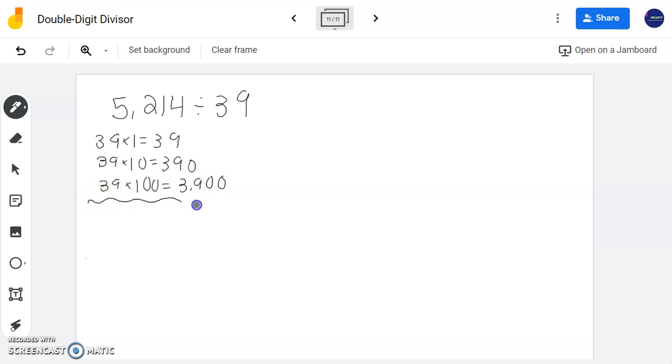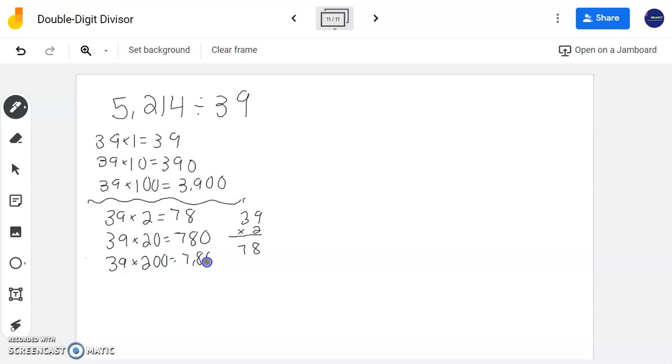I'm going to draw a little line now. I'm going to go by 2. 39 times 2. Now again, you can write this on the side if you need. Some of you might be able to do it in your head, but if you want to confirm you have the correct answer, write your work on the side. 39 times 20. Now notice 39 times 2 is 78, so 39 times 20 is 780. And 39 times 200 is 7,800.